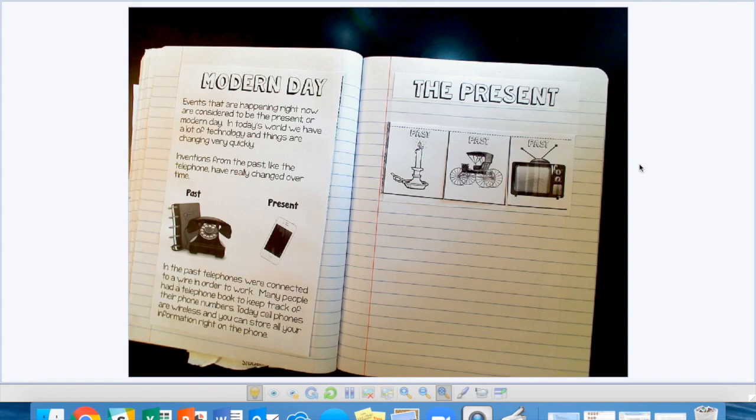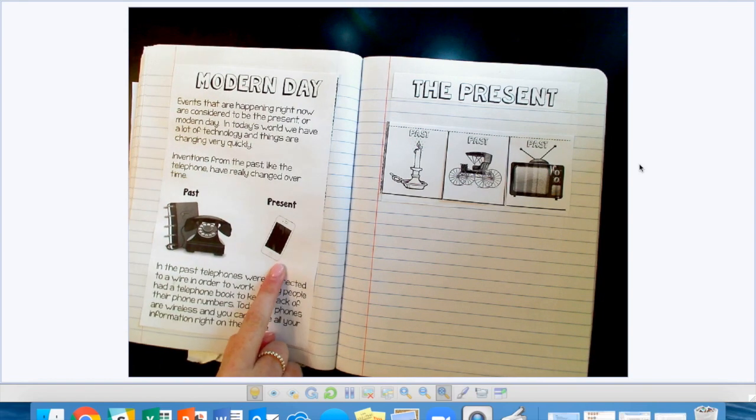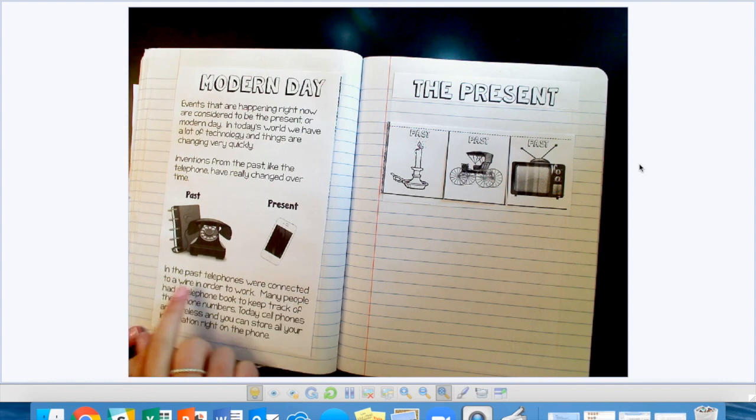These pages are about the present or modern day. Events that are happening right now are considered to be the present or modern day. In today's world, we have a lot of technology and things are changing very quickly. Inventions from the past, like the telephone, have really changed over time. In the past, this is what a phone looked like, and in the present, this is what phones look like. We will talk about a lot of other inventions later on in our social studies unit as well.